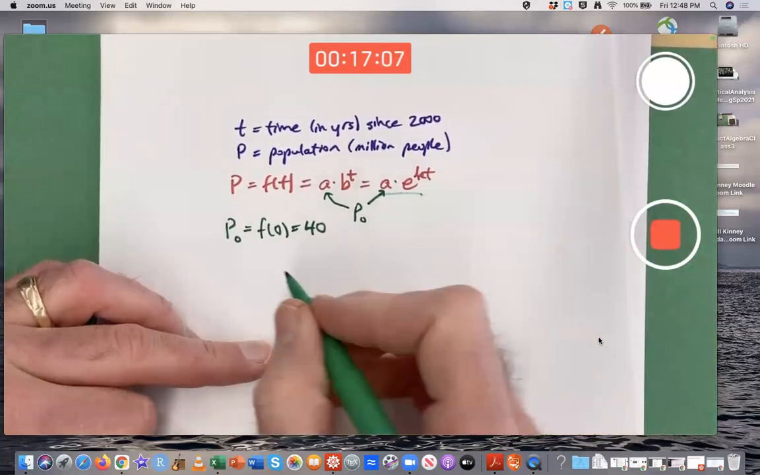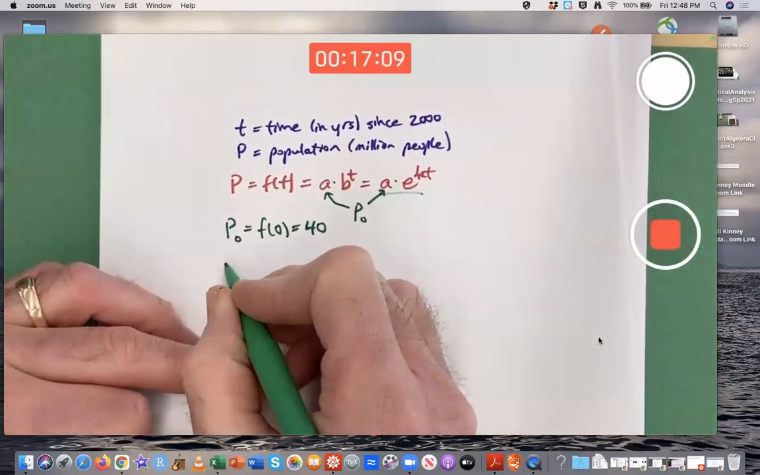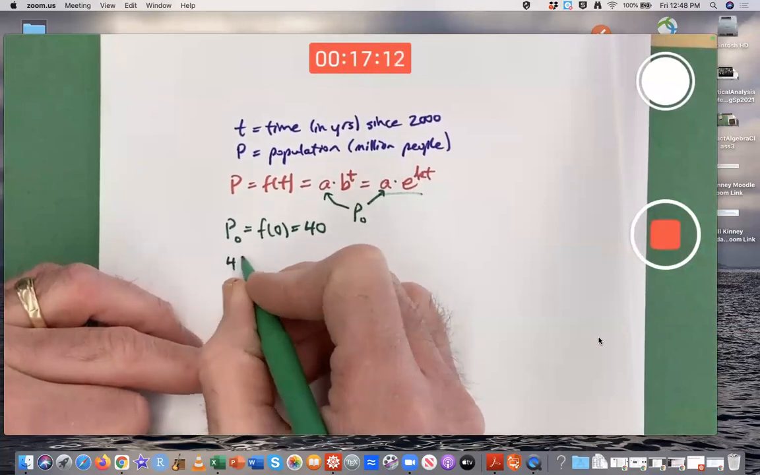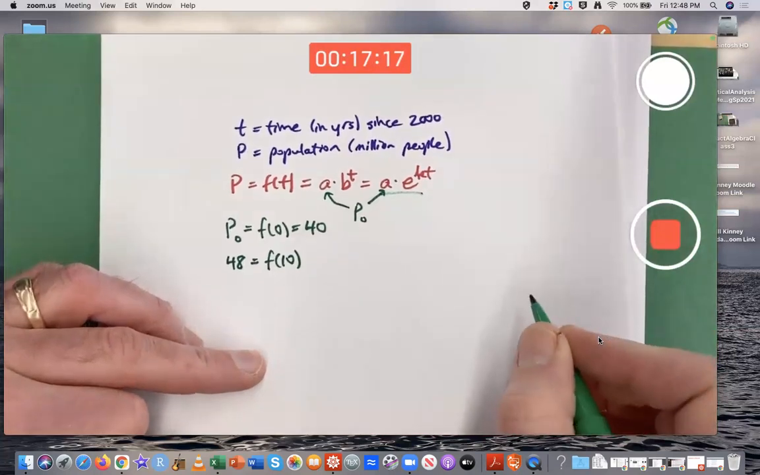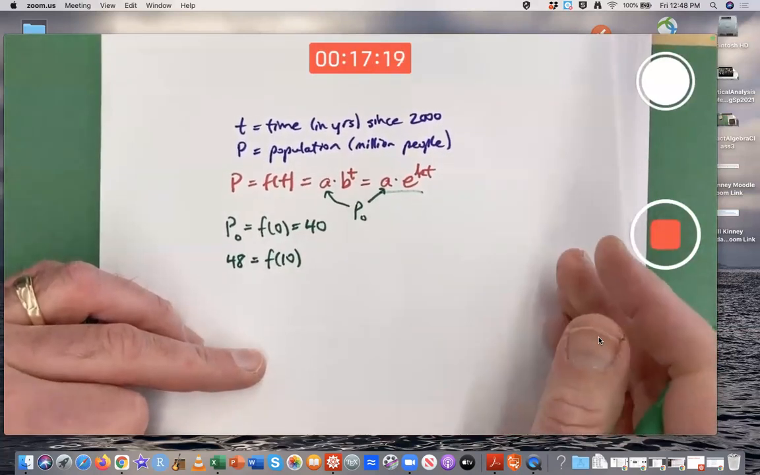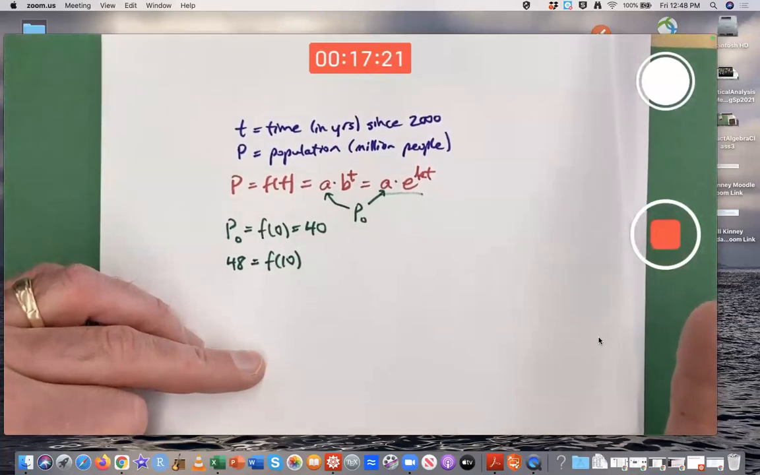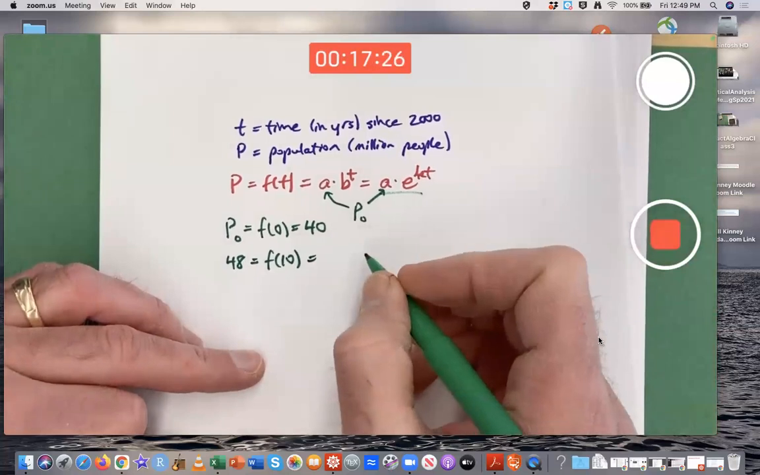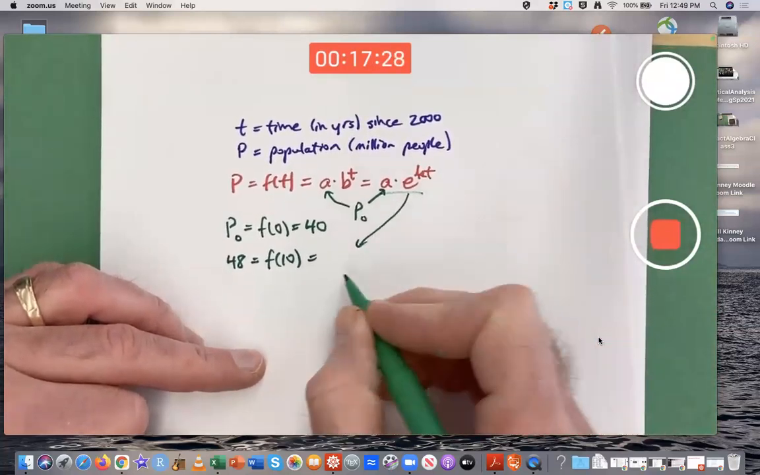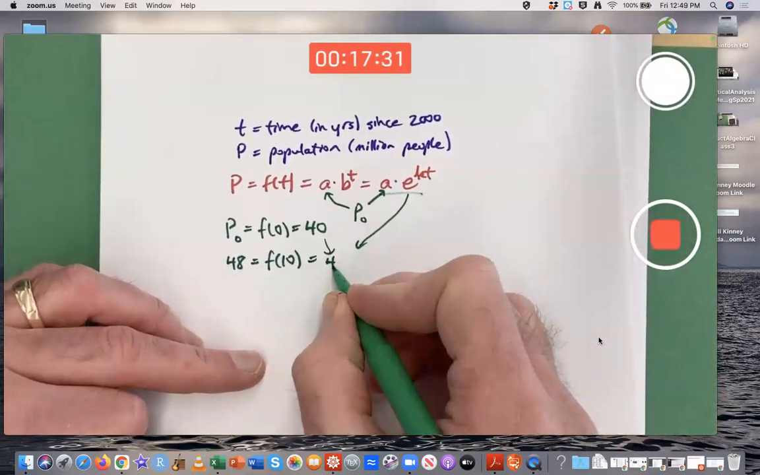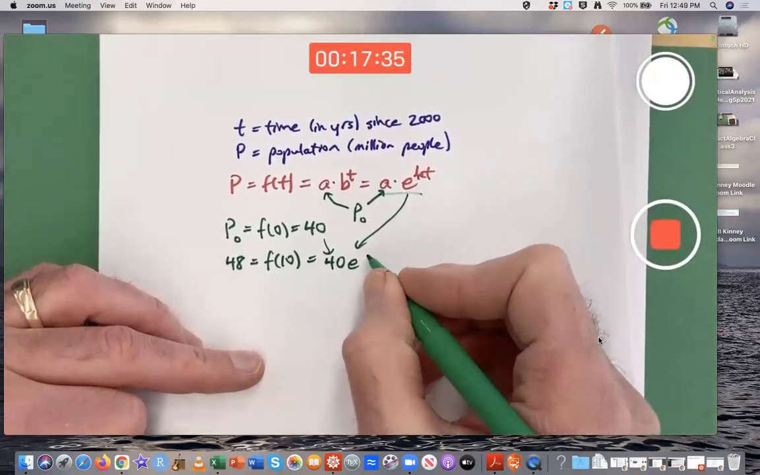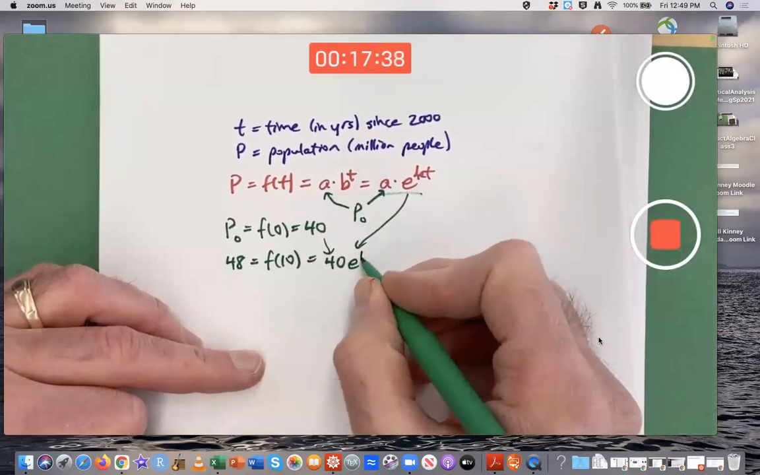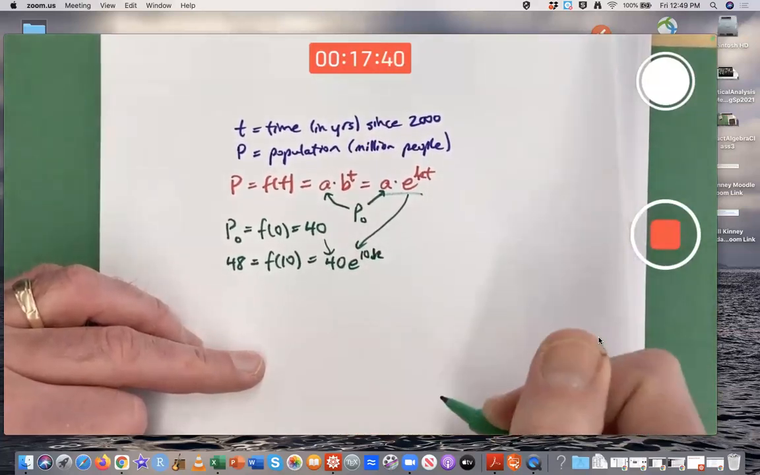Let's figure out the K again. We know that in the year 2010, the population was 48 million. 2010 is 10 years after the year 2000. We aren't worried about the exact moment when t is 0. Is it at the beginning of the year 2000 or at the end or in the middle? It doesn't matter. We're being approximate here. Plug in t equals 10. I'm going to go ahead and use the E form. Go ahead and plug in the initial population of 40 million. And we have to use logarithms here too, actually, because we need to solve for K.